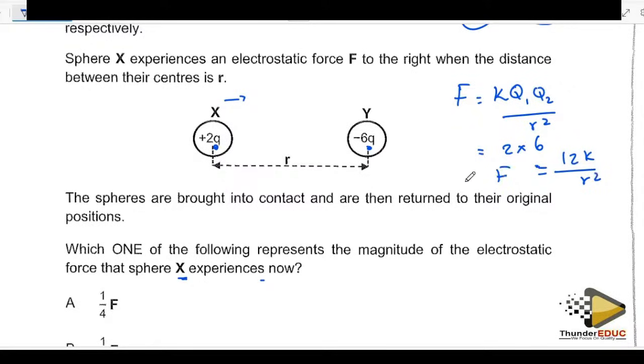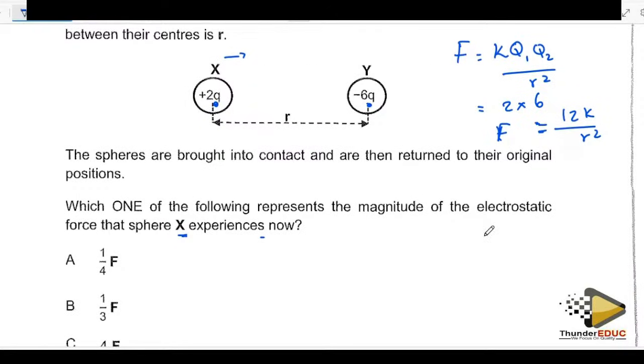So currently, before the spheres touch each other, this is the force that each sphere will exert on each other. Then when the spheres are brought into contact with each other, a +2 and then a -6, the charges are going to combine, and the resultant charge on each sphere will be a result of division of the sum of the charges. So this would be 2 plus -6, that's -4, divided by 2, which means after the separation, each sphere must have a -2 charge.